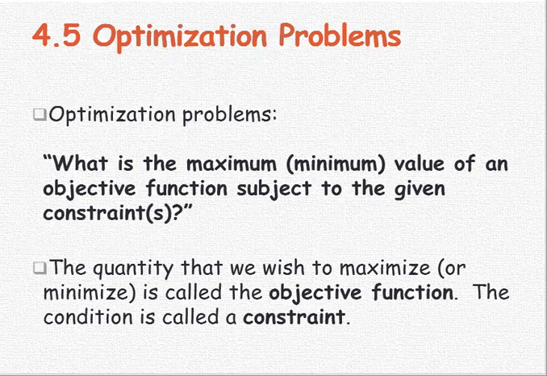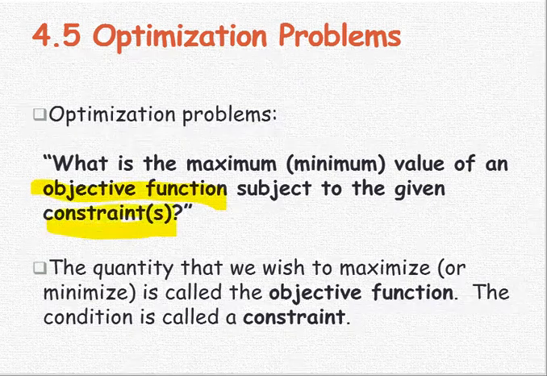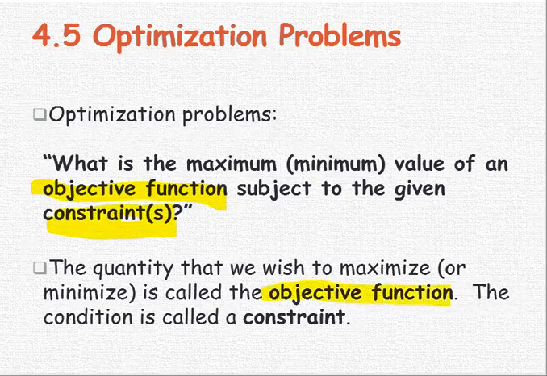Section 4.5 Optimization Problems. Optimization is a process of determining the best solution to a problem. Mostly, we're going to maximize or minimize some quantity. The optimization problems in general would be something like: what is the maximum or the minimum value of an objective function subject to the given constraint? The quantity that we wish to maximize or minimize is called the objective function, and the condition is called a constraint.